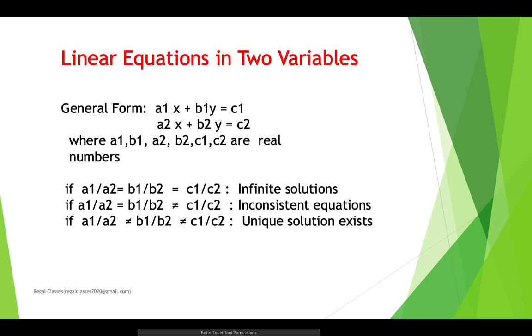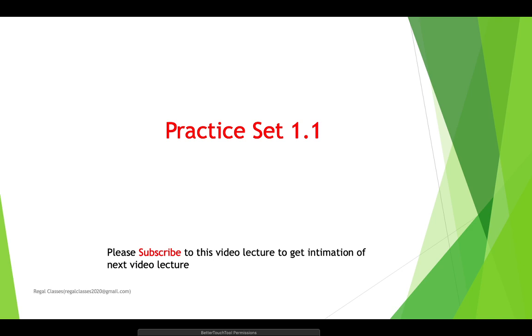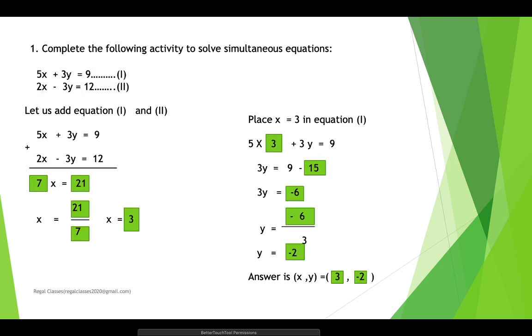Now if a1/a2 = b1/b2 but not equal to c1/c2, then the two equations are not consistent and therefore there is no solution. If a1/a2 is not equal to b1/b2, then there is a unique solution for these two equations. Now we go to practice set 1.1. Yes, you can see the activity which is completed here.